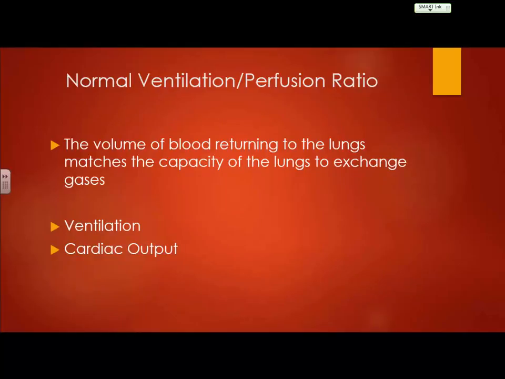In order for you to have good perfusion, your VQ match must be very close. The volume of blood returning to the lungs matches the capacity of the lungs to exchange gases. What are a couple of things that do affect perfusion and the ratio there? Well, obviously ventilation. If you've got a kink or a plug in the plumbing, what's going to happen? You're not going to have ventilation, right?